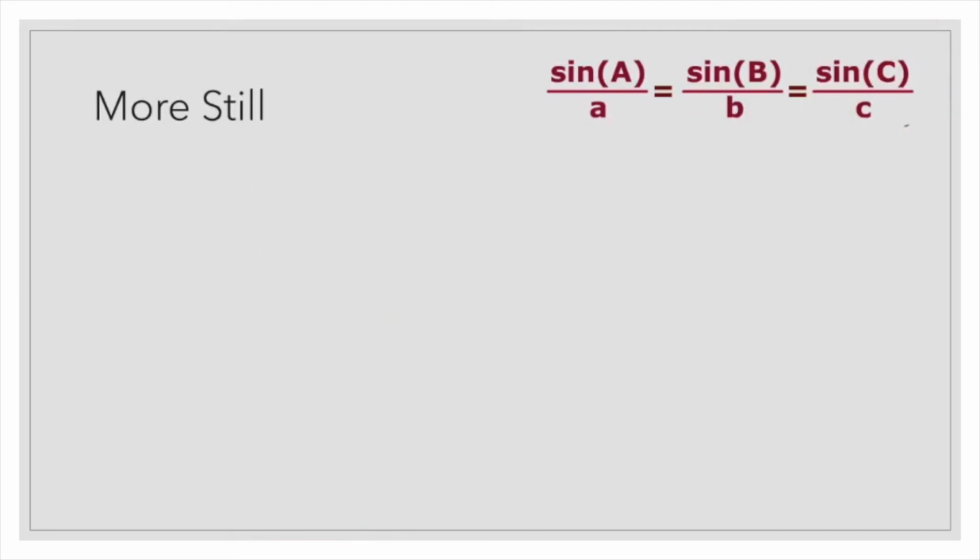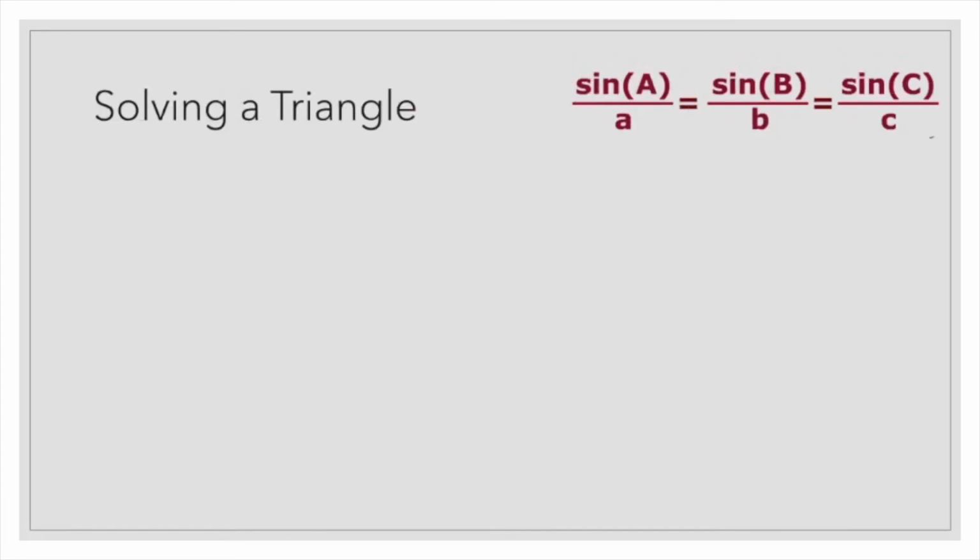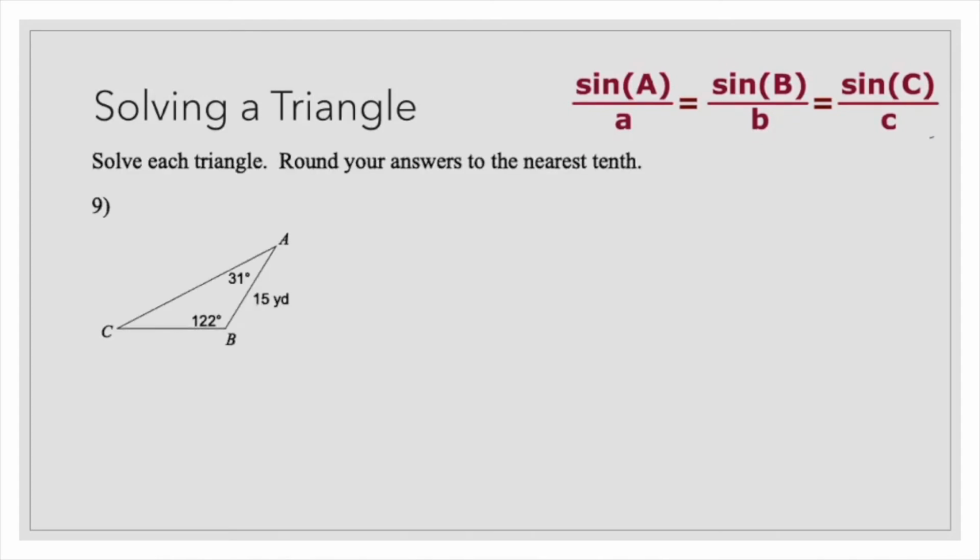Let's do something else. We're going to do some solving of triangles this time. That means we need to find all the missing pieces. We might need to use that law of sines multiple times. We need to find all the angles and all the sides. Right now, I need angle C, I need side B, and I need side A. So let's write that down. Angle C, side A, and side B.